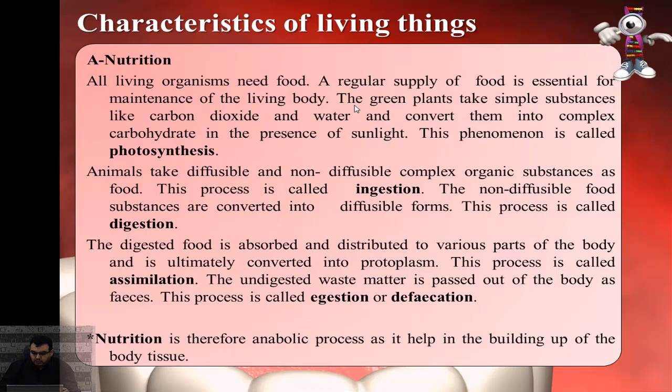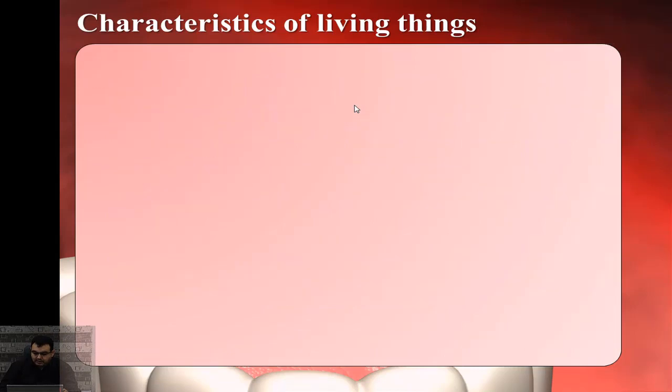The non-diffusible food substances are converted into diffusible forms. This process is called digestion. The digested food is absorbed and distributed to various parts of the body and is ultimately converted into protoplasm. This process is called assimilation. The undigested waste matter is passed out of the body as feces. This process is called egestion or defecation. Nutrition is therefore an anabolic process as it helps in the building up of body tissue.